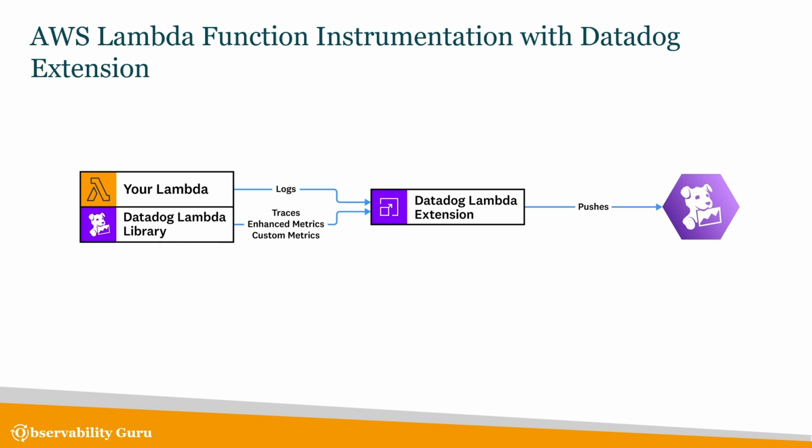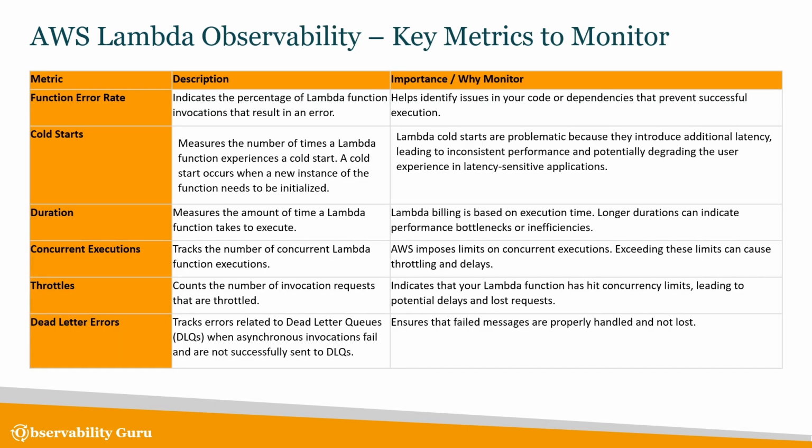So when you do this, what can you achieve? There are quite a few key Lambda metrics which you need to monitor. Number one is function error rate. Obviously, this indicates whether your function is working fine, and a higher percentage of errors means you have to figure out the reason and take action.